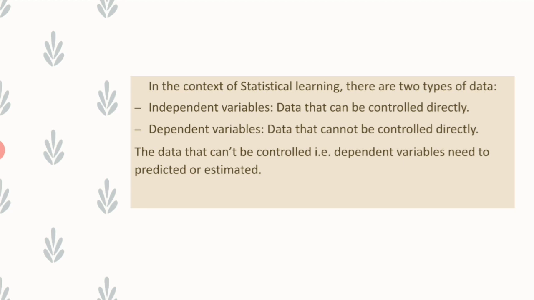Before we start with what simple linear regression is, we need to know first that there are two types of data in the context of statistical learning, which are independent variables and dependent variables. Independent variables are the data that can be controlled directly, and meanwhile, the dependent variables are the data that cannot be controlled directly.